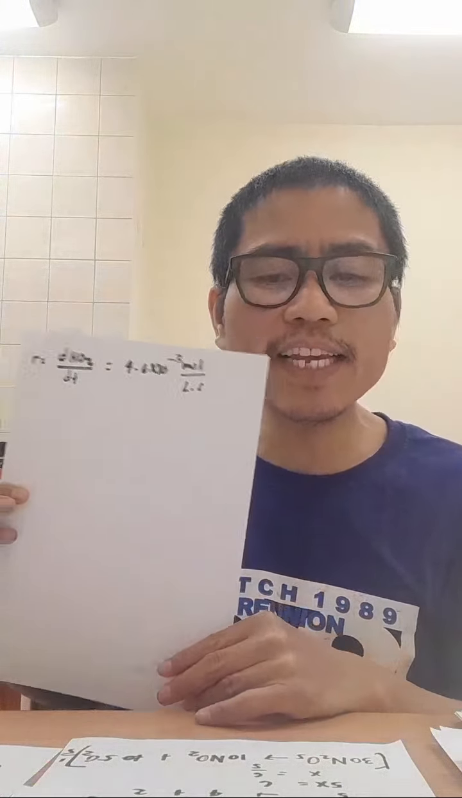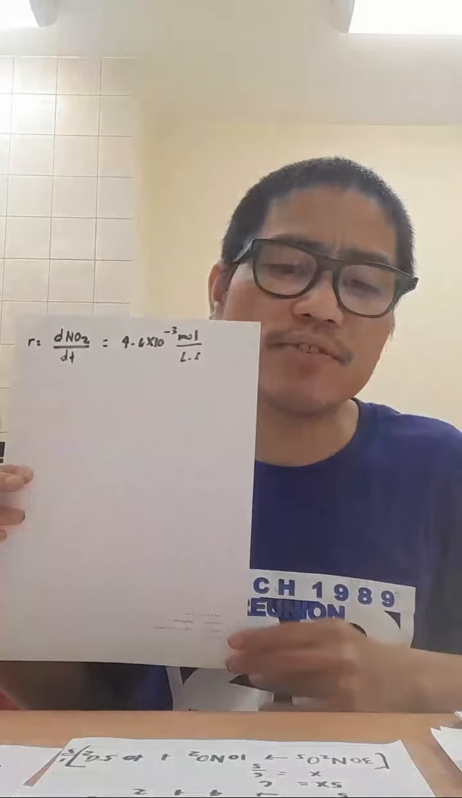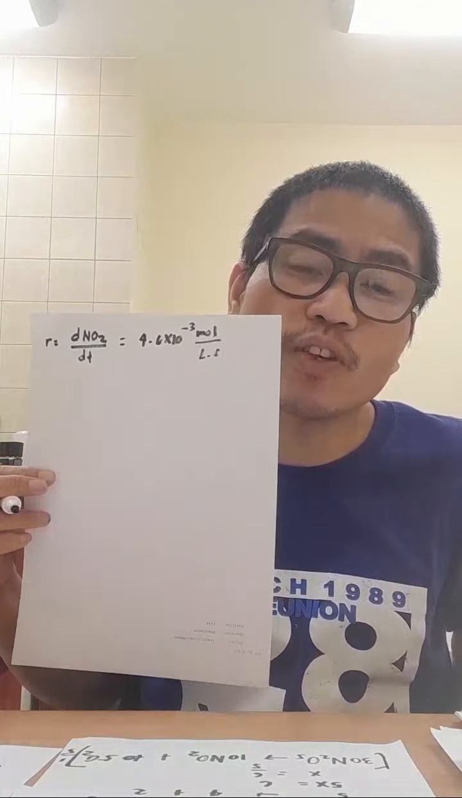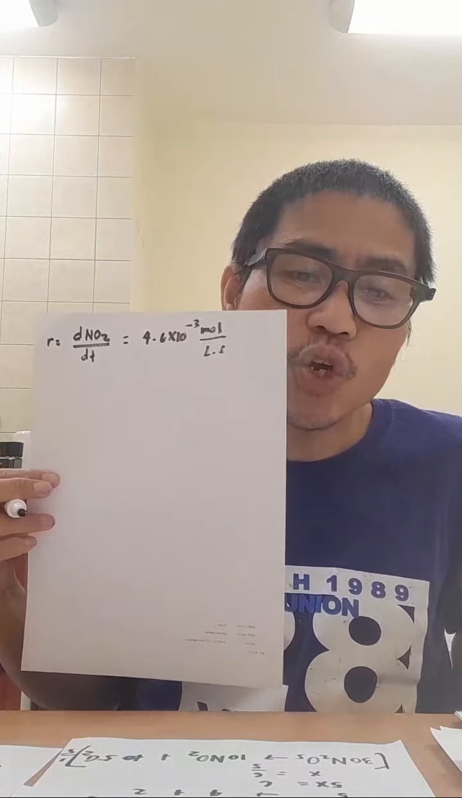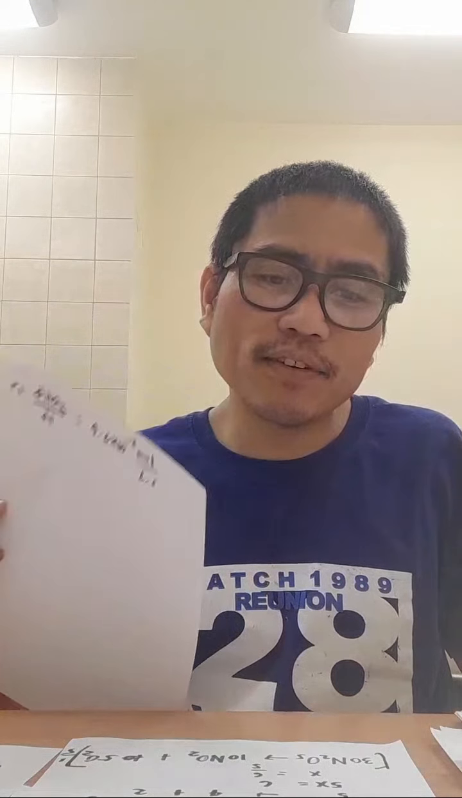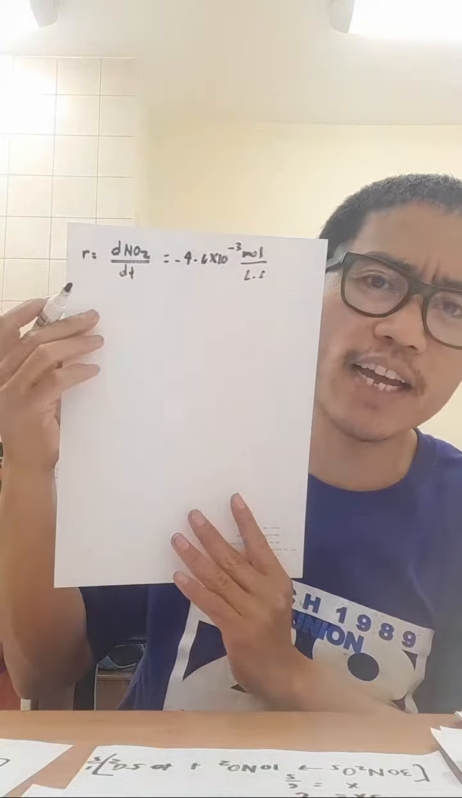Now, that is the rate of disappearance. What do you understand by that? If it is disappearing, supposedly it is negative. So, let's assume that it's negative, because of disappearance. That's why we have analysis first, we don't go directly on what is on our mind. So, negative 4.6 times 10 to the negative 3 moles per liter per second, because this is the disappearance of NO2.